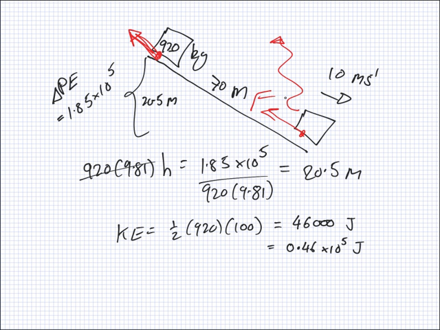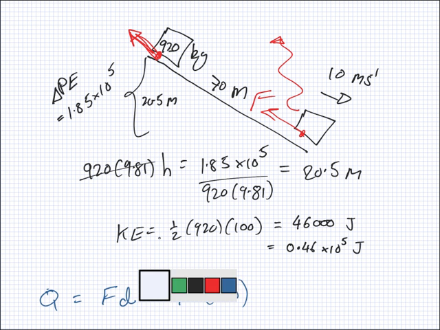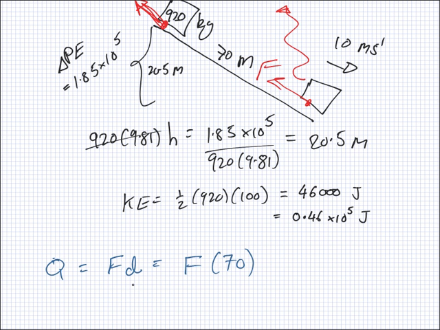And they want us to know what this force is. Well, that's a little bit tricky. How could we get that? Well, I think the easiest thing would be to remember that the work done in making the heat, which is this thing here, maybe I should call it Q, will be force by distance. Now we don't know the force, but we know the distance. But we actually know how much heat is made. How could we work out how much heat is made? That's it. It's the difference between the two. So what is that? 1.85 minus 0.46.